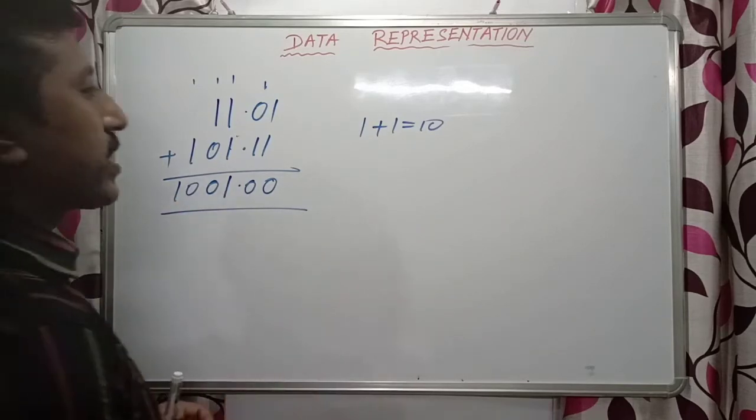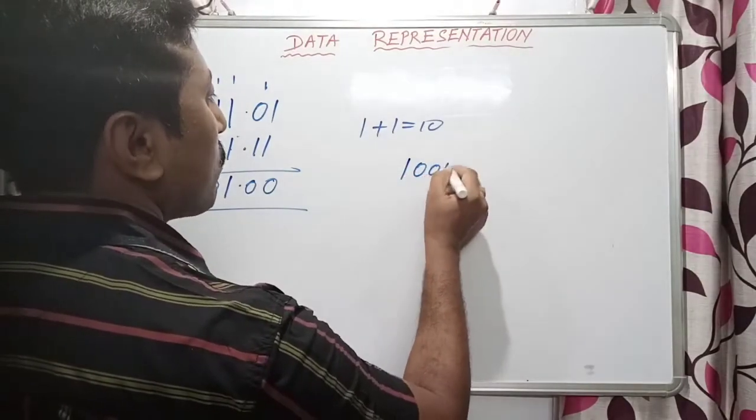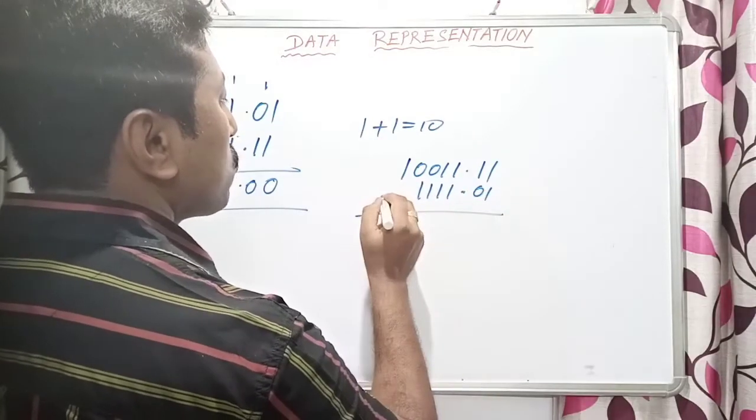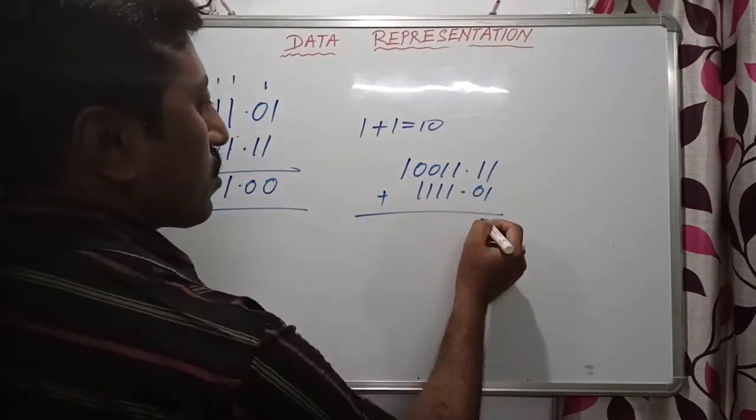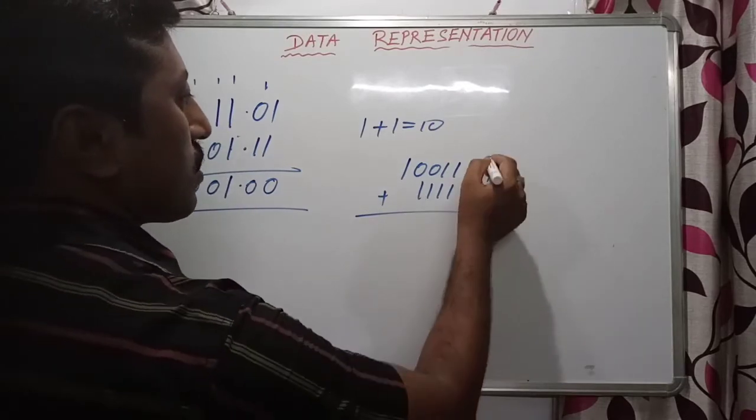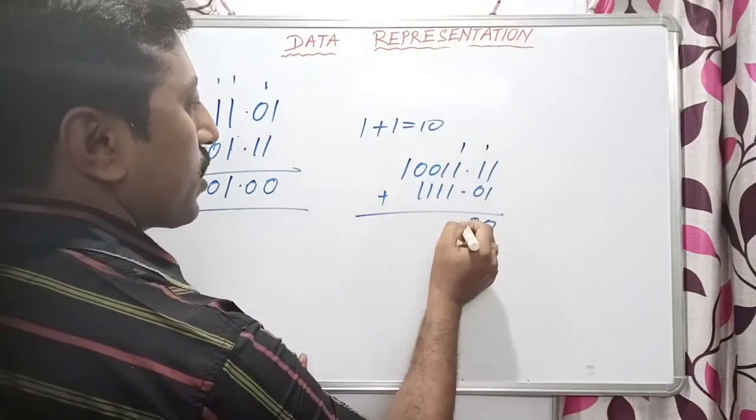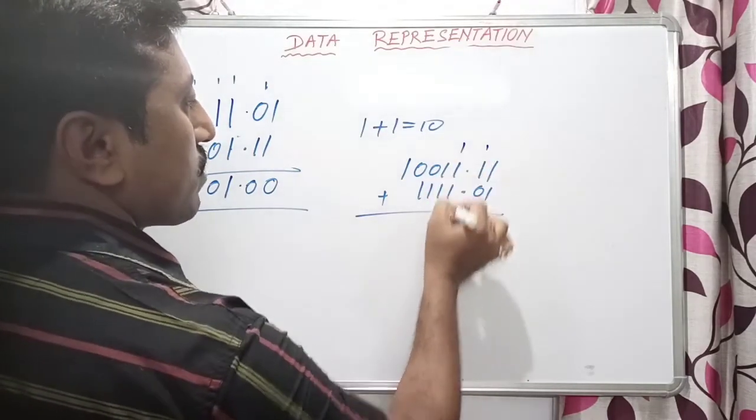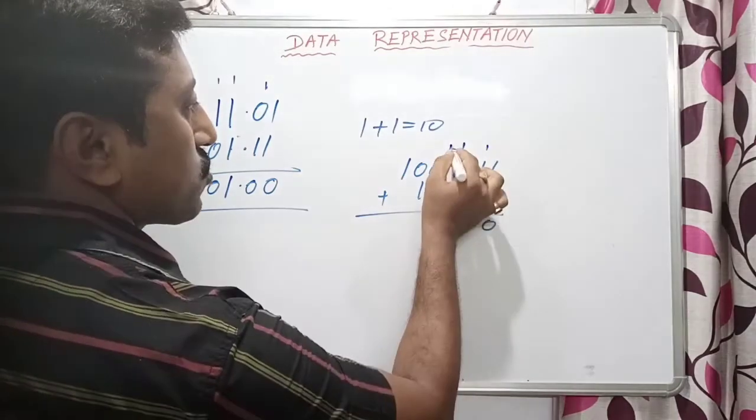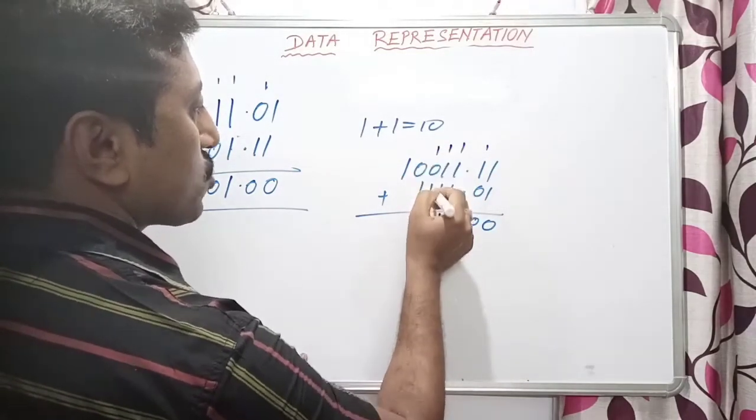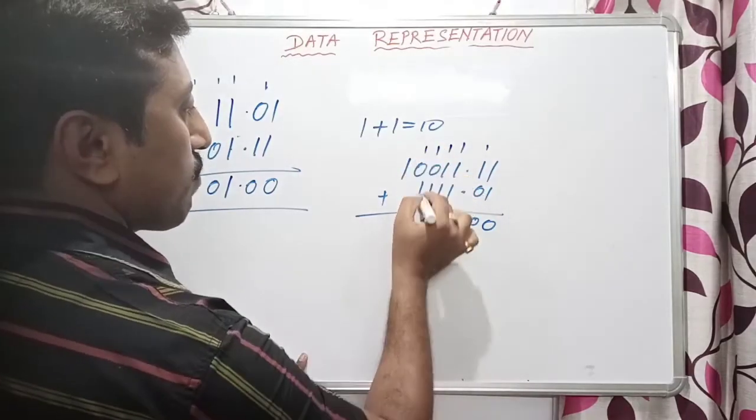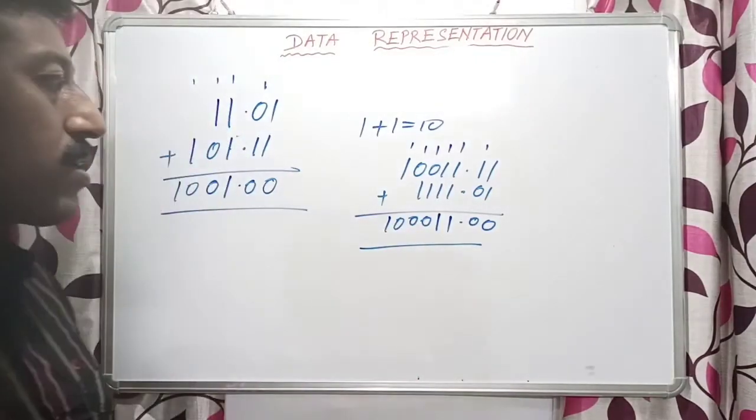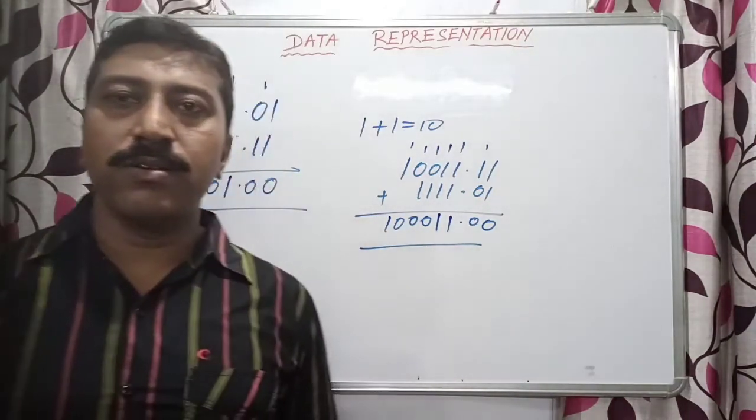In this way we can do another one. Suppose take 10011111.01. We'll do one more addition here. 1 plus 1 is 10, then 1 plus 1 is 10, write 0 and carry 1, and you give the point. 1 plus 1 is 10, then 1 plus 1 is 11, here it will be 1. 1 plus 1 is 10, here it will be 1. 1 plus 1 is 10. So the output will be 10011.00. So students, you understood whatever I told.